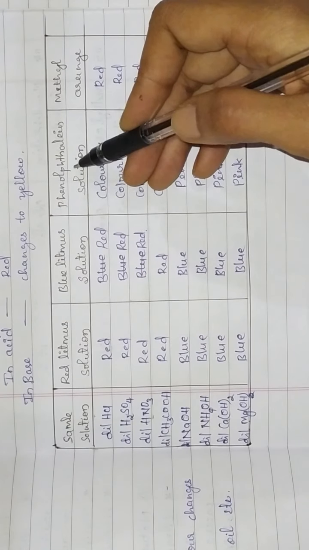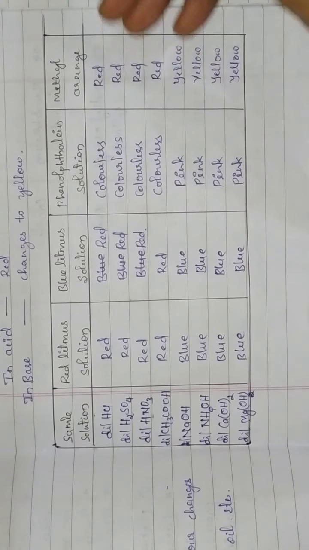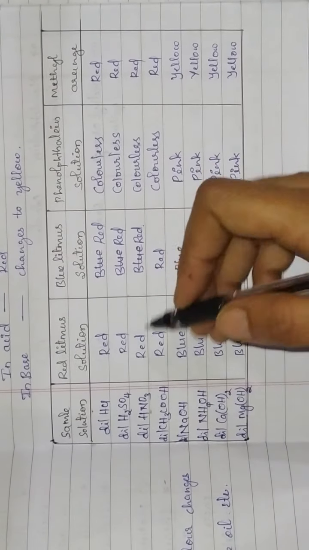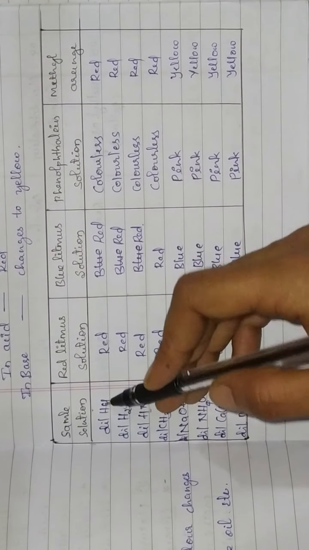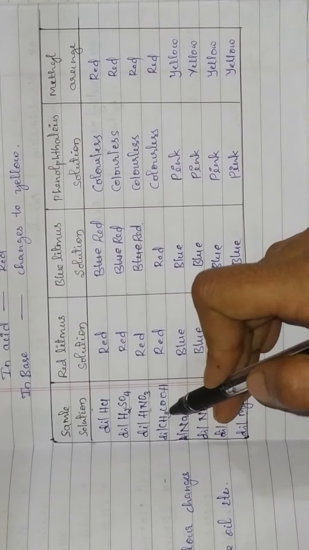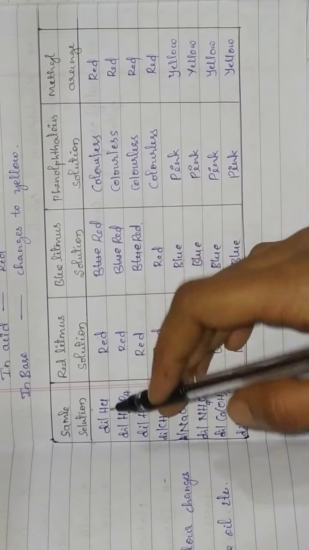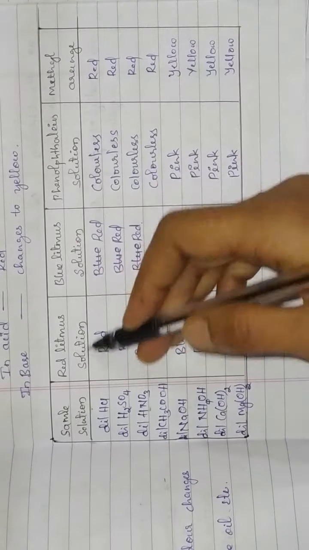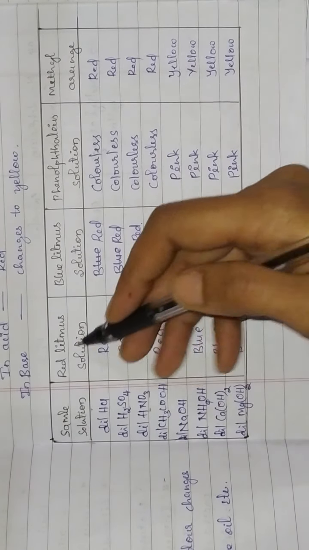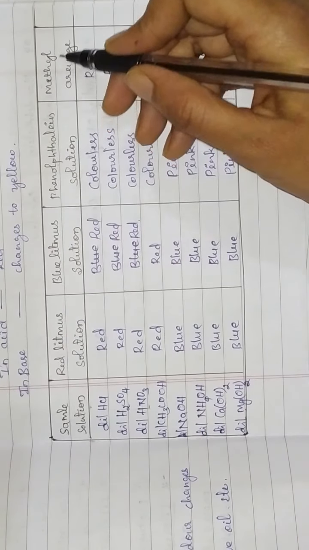In the fourth one, phenolphthalein indicator. In the last column we have taken methyl orange. So here we are checking how these acids and bases give different results, and how these indicators change their color when they are placed in acids and bases. See here, red litmus, this is blue litmus, this is phenolphthalein, methyl orange.